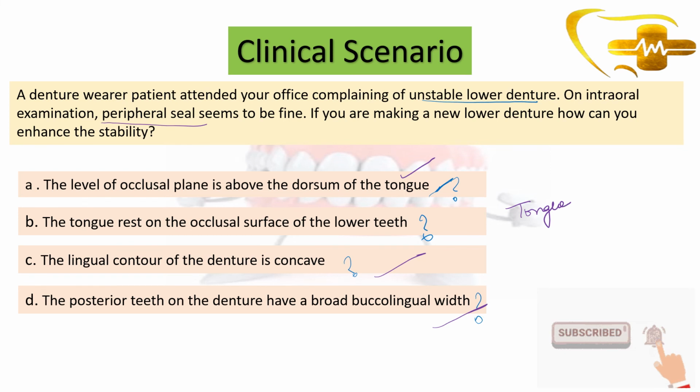the tongue. The resting position of the tongue is creating this instability. So what we should do is make the tongue rest on the occlusal surface of the lower teeth. So we should educate the patient by making a new denture. We should educate the patient how to rest the tongue on the lower denture base without causing unwanted displacement because of the tongue. Okay, this is what we can do.